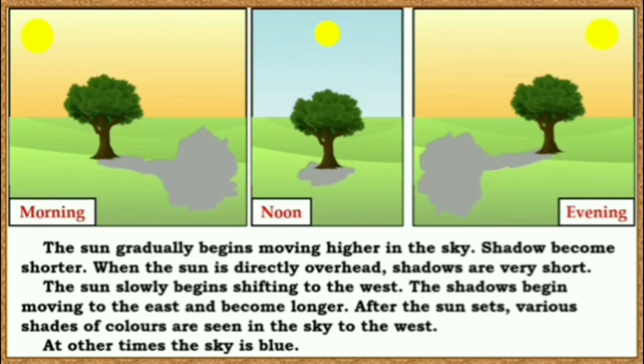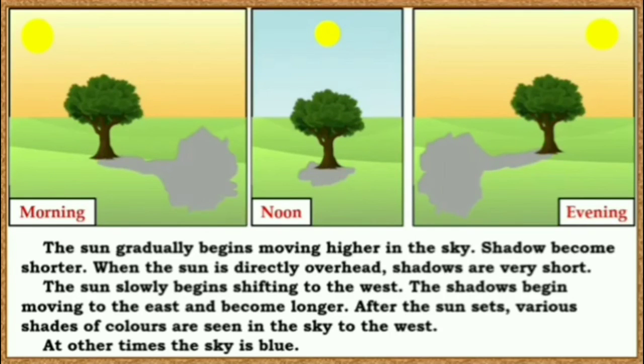For example, at 8 o'clock, if you observe the shadow of any object, it will be long. But if you observe the same shadow at 10 o'clock, it will be little short. At 11 o'clock, it will become shorter. And at 12 o'clock, it will be the shortest. When the sun is directly overhead, the shadows are very short.